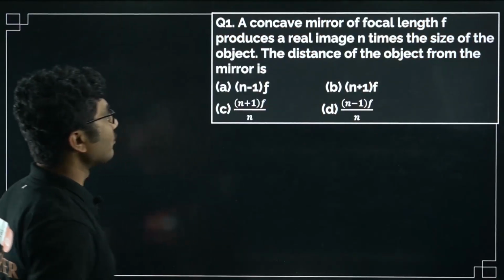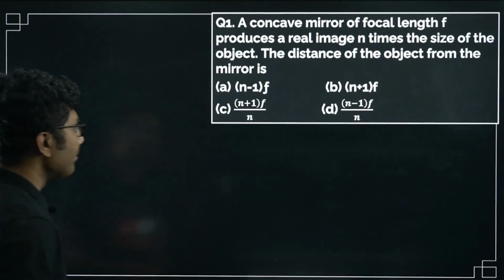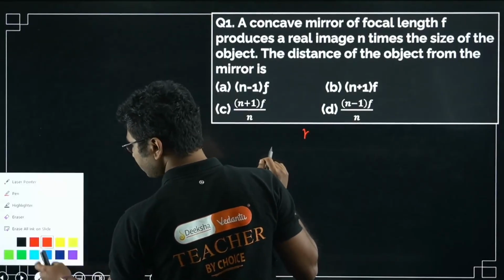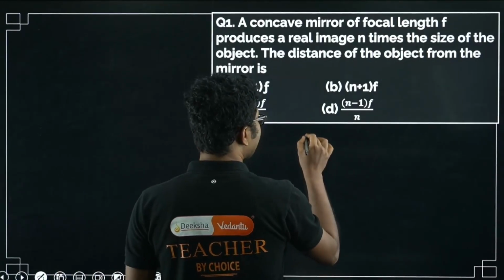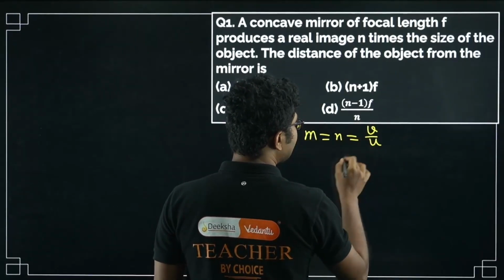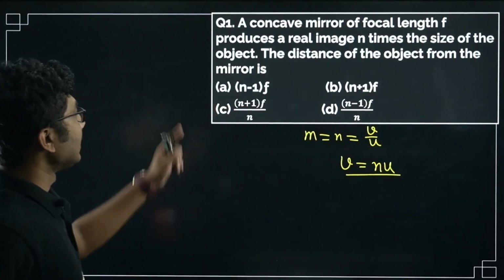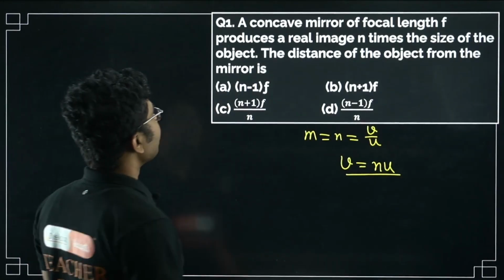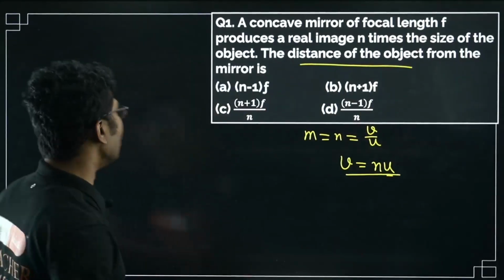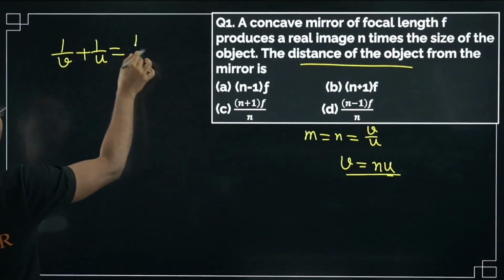A concave mirror of focal length f produces a real image n times the size of the object. So n times the size of the object, so the magnification is n. And we know that magnification is basically given by v by u. So we see v equals n into u. And you have to find the distance of the object from the mirror. So basically you are trying to find u, and the mirror equation is 1 by v plus 1 by u equals 1 by f.